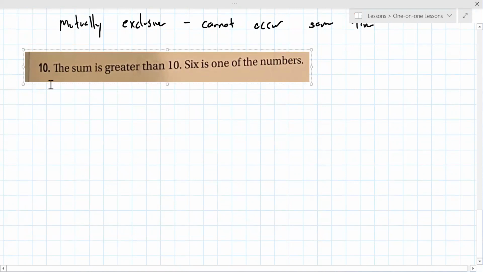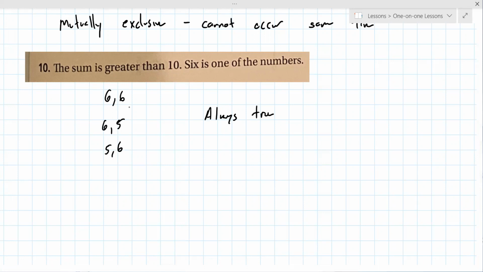But okay, the sum is greater than 10. So you have 2 dice. So the biggest sum is when you have a 6 and a 6, 6 and a 5, or a 5 and a 6. 6 is one of the numbers. So this is always true. So this can happen. So I just have to give all of the examples of when the sum is greater than 10 and fix it? Yeah, that would be the way of doing it.